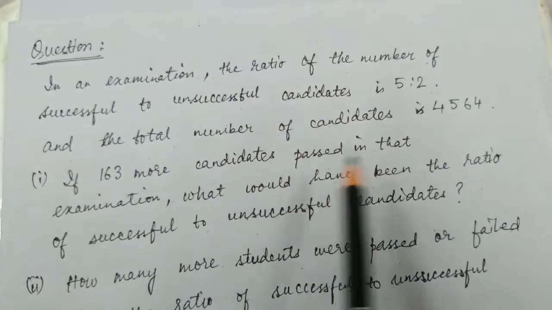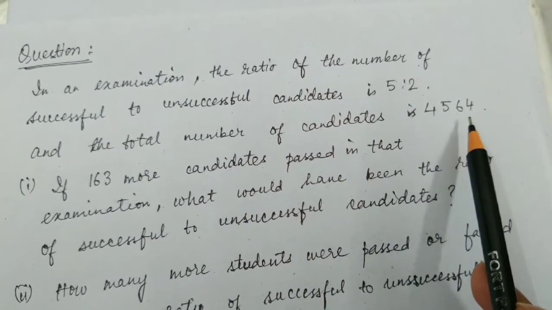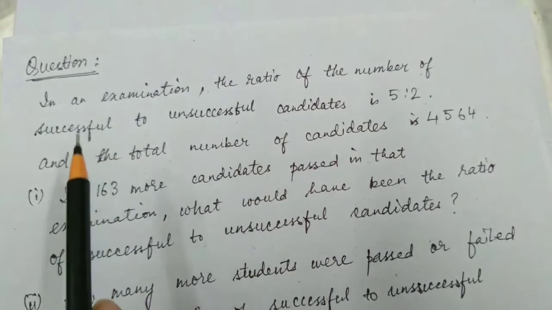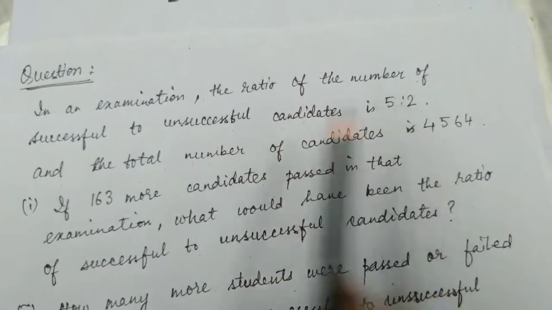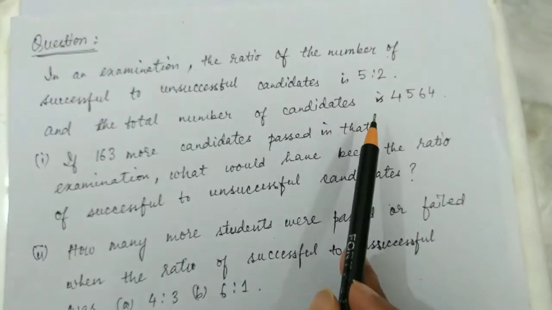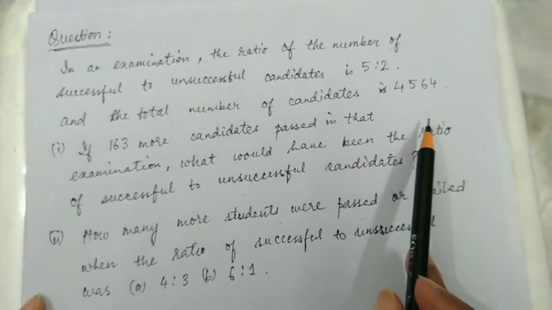And the total number of candidates is given as 4,564. So the ratio of successful, that means the students who have passed, to unsuccessful candidates, that is the students who have failed, is given. And the total number of candidates is given.